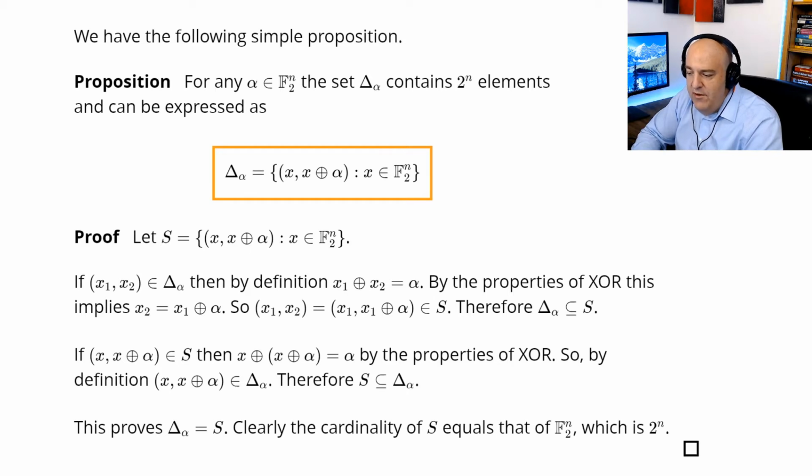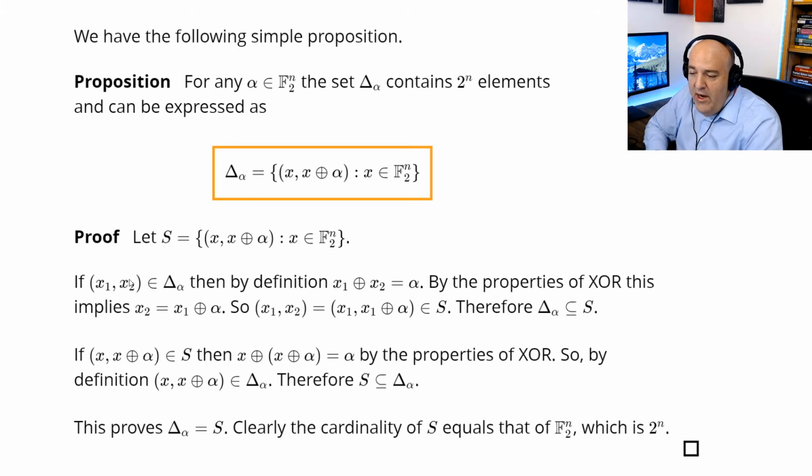Why don't we just give a detailed proof though? Let's define S to be that set of ordered pairs x comma x plus alpha. And our goal is to prove that delta alpha is equal to S. One common way to do that is to show that each one is a subset of the other. And if that's the case, then equality would have to follow, right?